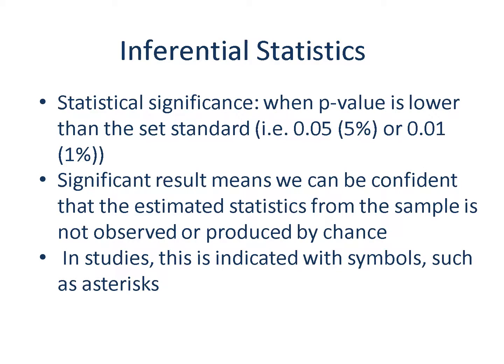If your p-value is smaller than those standards, then your estimated results are statistically significant. What it means is that we can be confident that the estimated statistics from the sample are not observed or produced by chance. In studies, the statistical significance is often indicated with symbols such as asterisks.